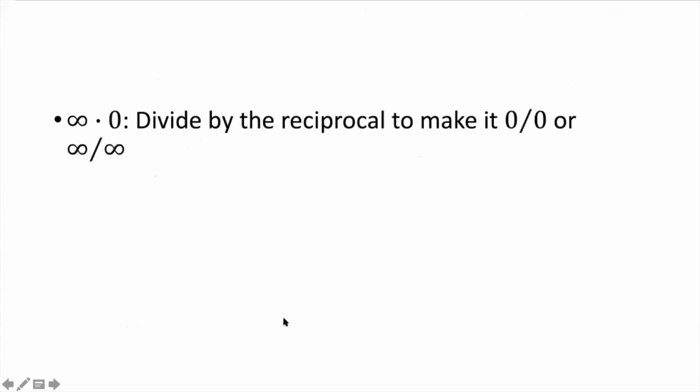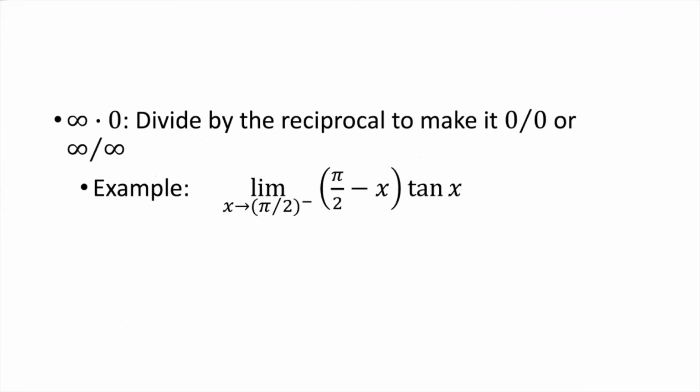Okay, for infinity times 0. So these other forms from here until the end, you have to do a little bit of algebraic trickery to convert it to a form where L'Hopital's rule will work. So for this example, we'll look at the limit as x approaches pi over 2 from the left of pi over 2 minus x times tangent x.